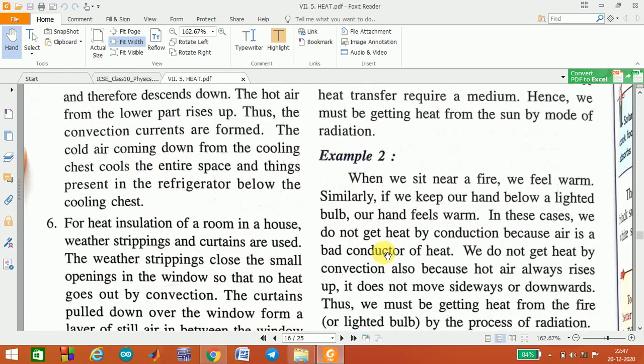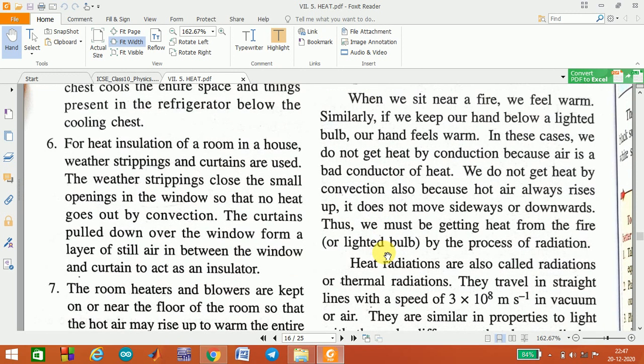The next one is number 6, the sixth example. For heat insulation of a room in a house, weather strippings or curtains are used. The weather strippings close the small openings of the window so that no heat goes out by convection. The curtains pulled down over the window form a layer of still air between the window and curtain to act as an insulator. We have discussed this in the previous class also, why curtains are used on windows.